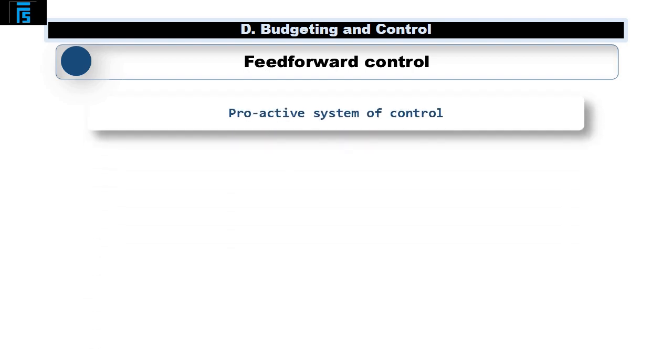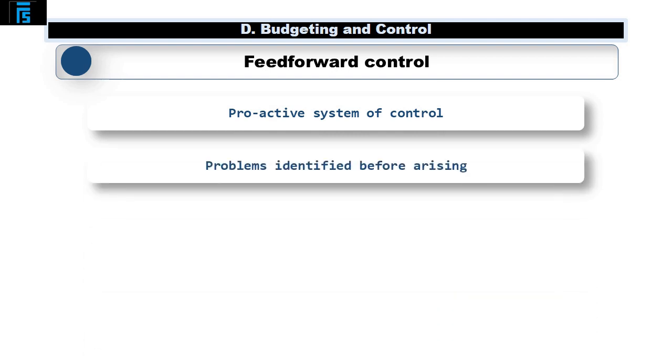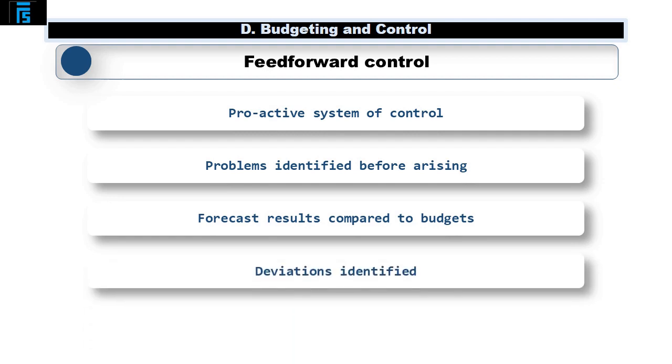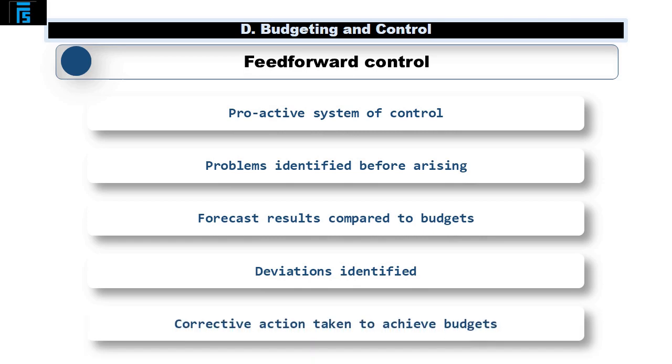Feed-forward control. A feed-forward control is a proactive system of control where potential problems are identified before they arise. The forecast results are compared to the budget, and, where deviations are identified, corrective action is taken to ensure the budget is achieved.